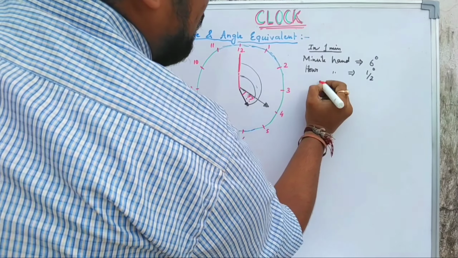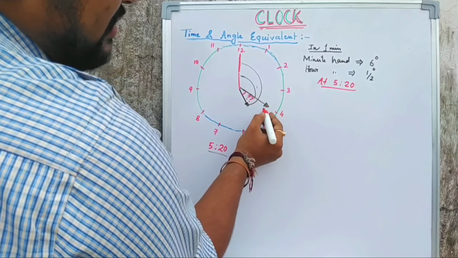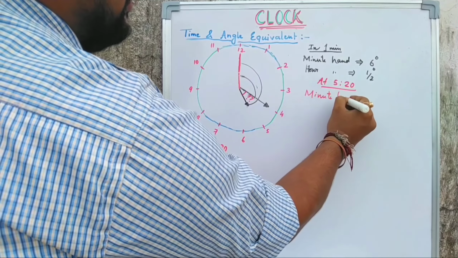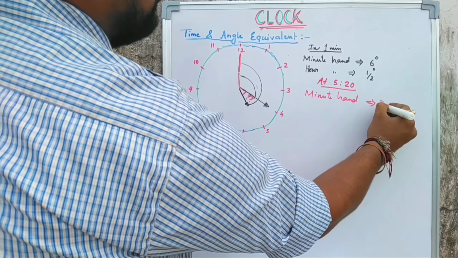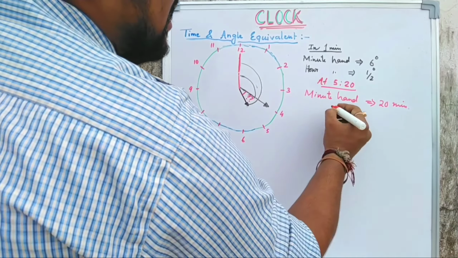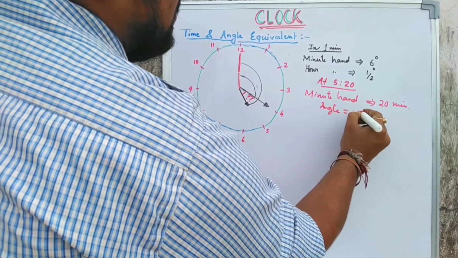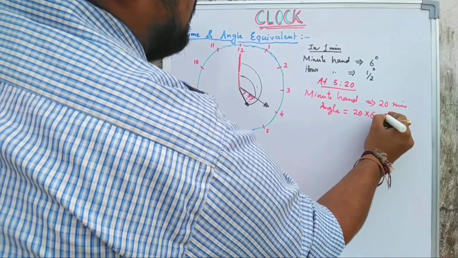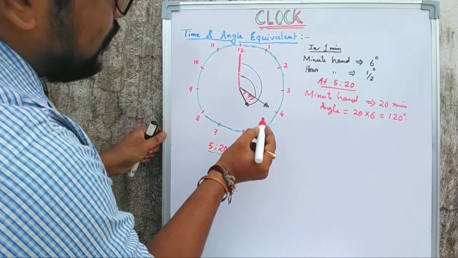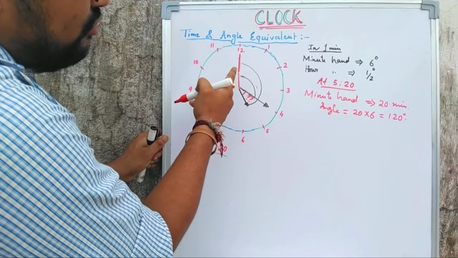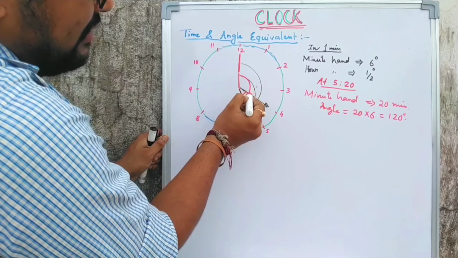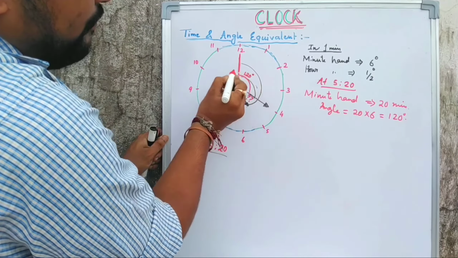So at 5:20, the minute hand has completed only 20 minutes. So the minute hand is equivalent to 20 minutes. In 1 minute, the minute hand completes 6 degrees. For 20 minutes, how many degrees? Angle equals 20 into 6, that means 120 degrees. So the minute hand has completed 120 degrees from 12. Always counting should start from 12 because 12 is the reference point. So this angle is 120 degrees.